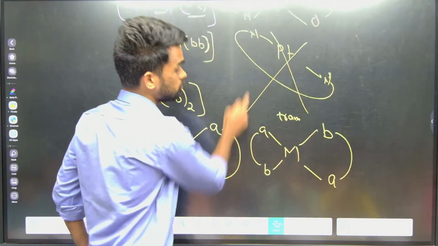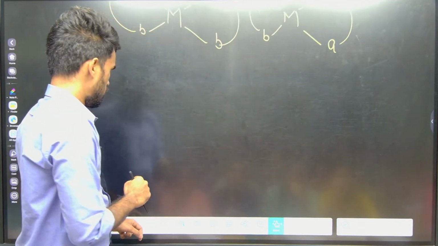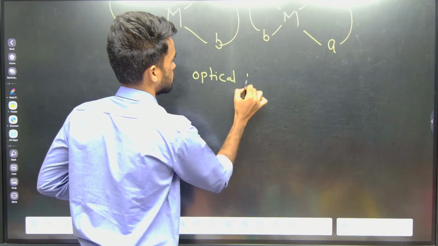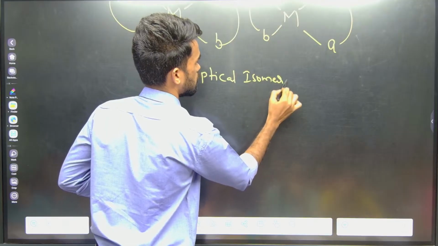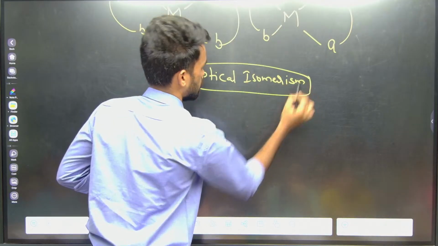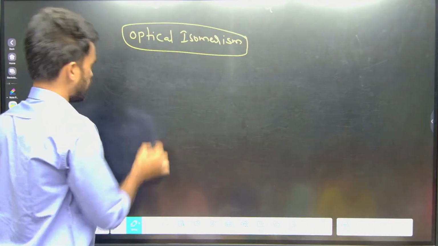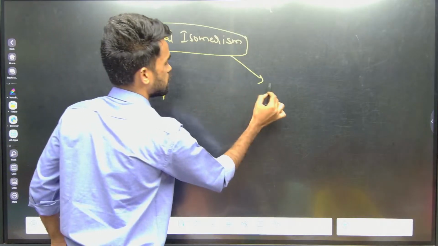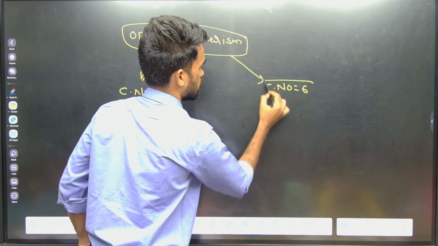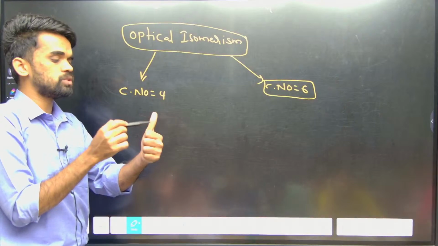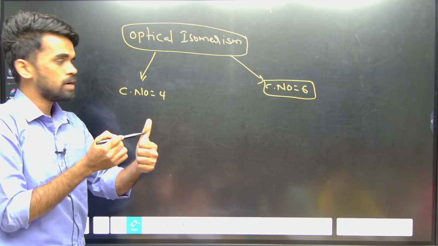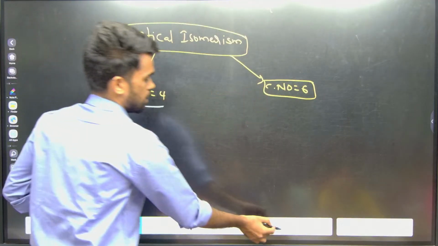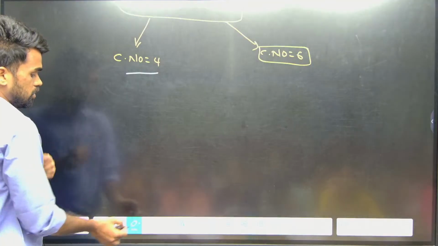Next thing. Now let us move to optical isomerism. Again here also you should take coordination number 4 and coordination number 6 only. With coordination number 1, 2 or 3 it is not possible. Okay, that's where we are starting, from 4 and also 6. Now look here once again.